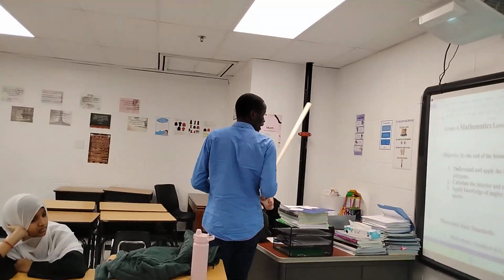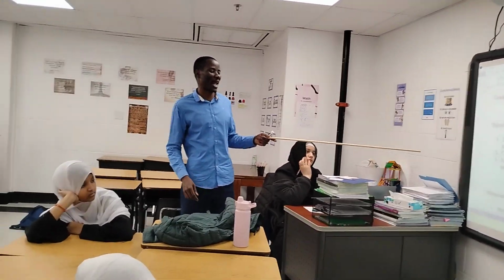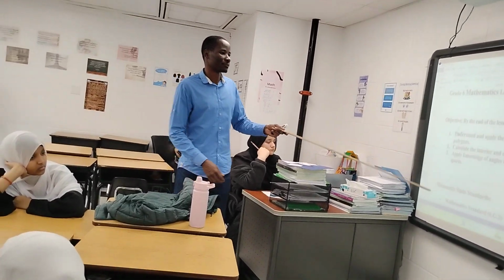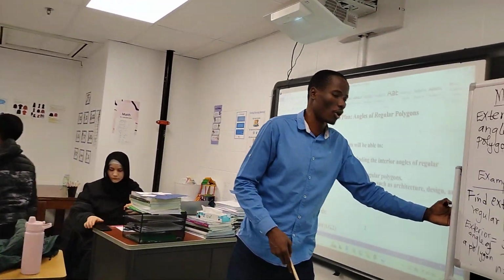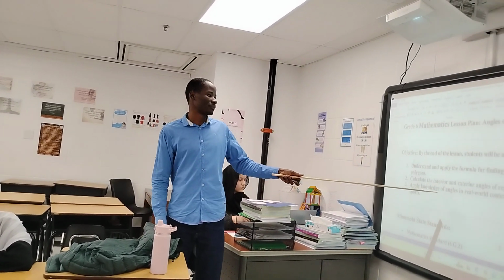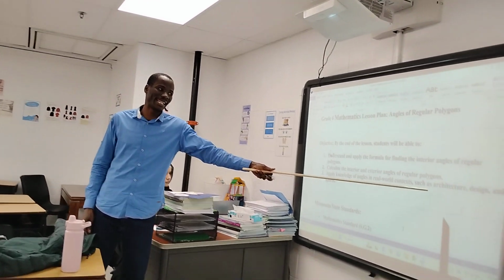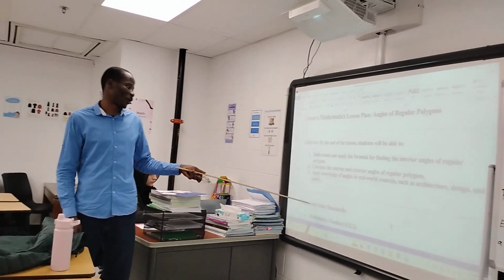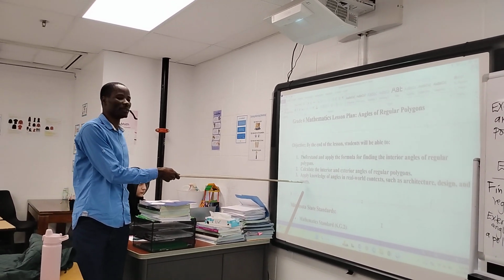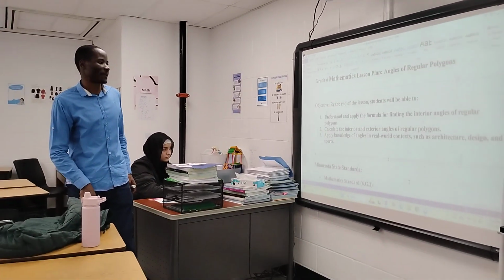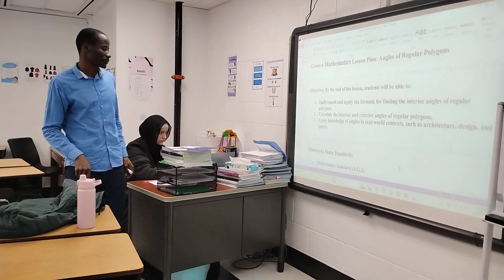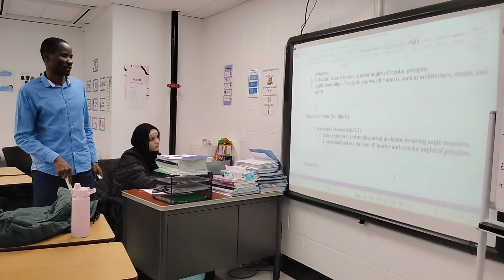Now, our last objective according to this, that we are supposed to be able to apply and find this. For example, apply knowledge of angles in the context of, look here, in real world context, such as architecture, design, and sports. So this, the third objective, can you pay attention here, look here. The third objective, can you try to scroll down? I want to explain something.